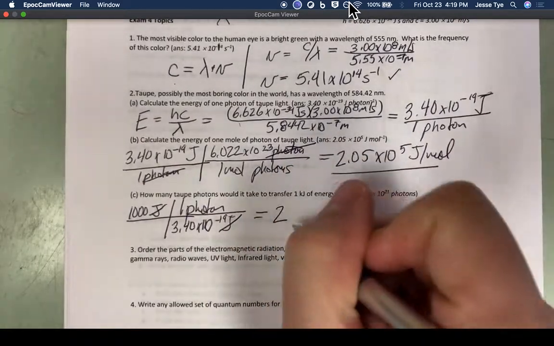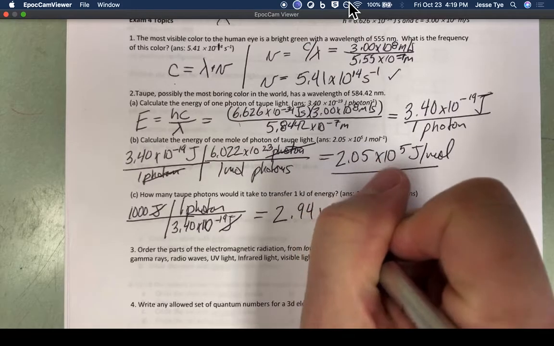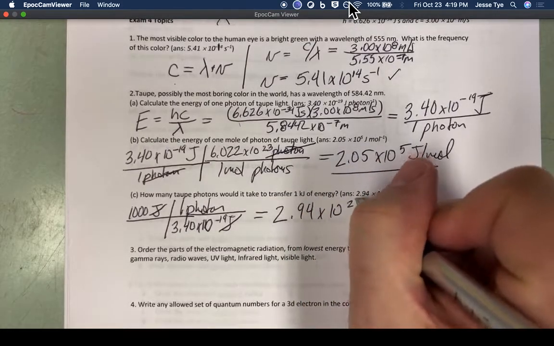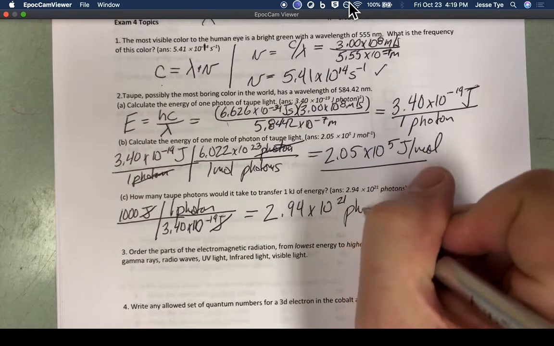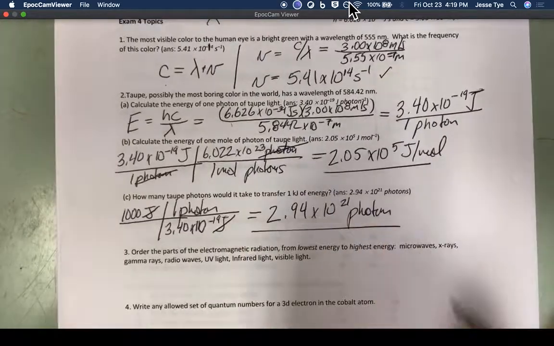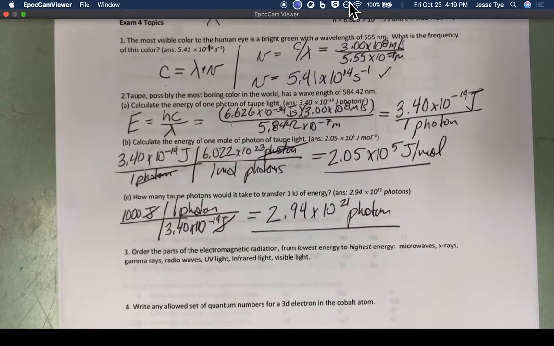equals 2.94 times 10 to the 21st power photons. So a lot of photons required to get 1 kilojoule of energy.